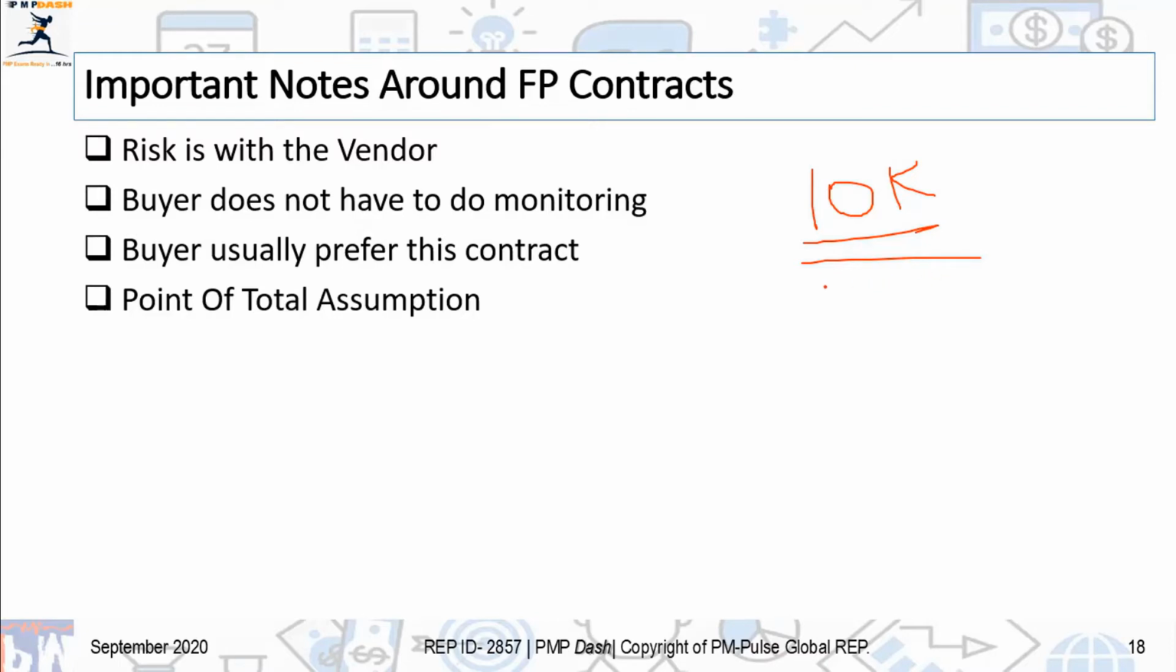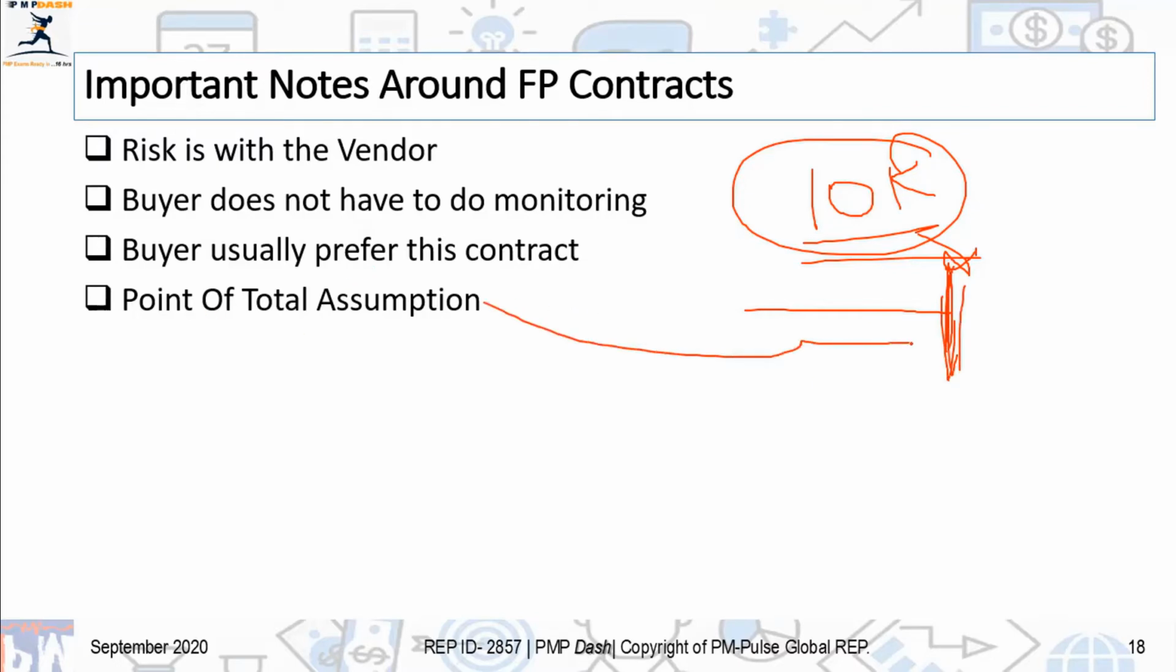But what if he miscalculated, misunderstood, and misscoped the whole thing? And then as he starts working, he realizes that the work is not complete, but he has already spent 10,000. The entire price of the contract, he has already spent in execution and the work is pending. So from this point, this is the point of total assumption, where the money spent by the vendor on the project equals the total value of the contract. That is called the point of total assumption.